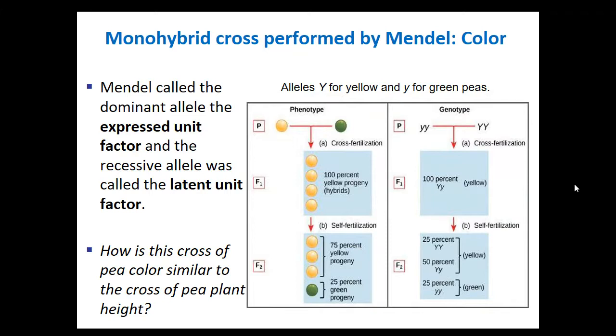And we now know that the big Y is dominant and the little y is recessive. He didn't know anything about that. He just called one the expressed unit factor and the other the latent unit factor. Latent means sleeping. So what we now call the dominant gene, he called the expressed unit factor. What we now call the recessive one, he called the latent unit factor. He just knew there was something in those plants that was being passed on. We call them factors.